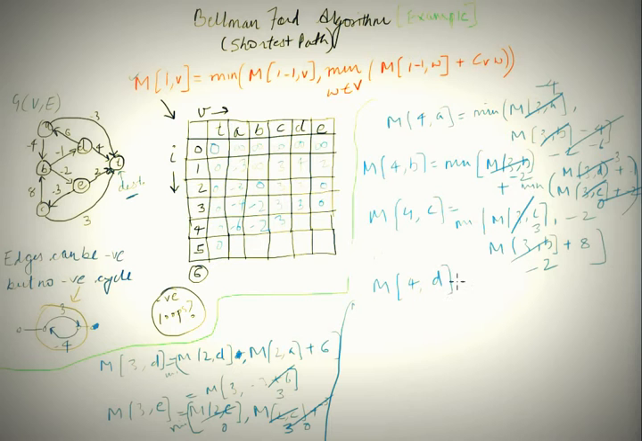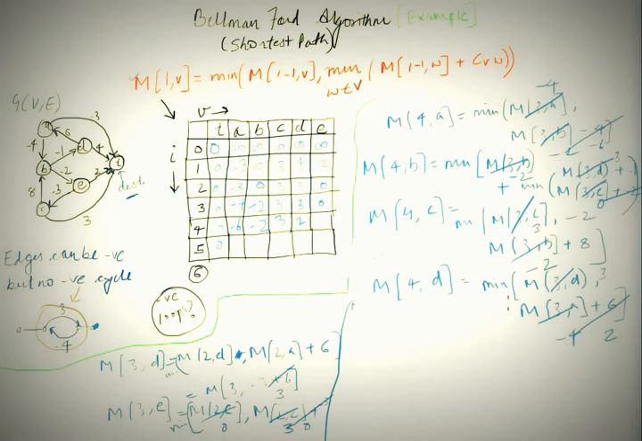Now M4,D is equal to the minimum of M3,D, or D is connected to A. There's a direct connection to T and there is a connection to A. So M3A plus the cost AD, 6. M3D is 3, M3A is minus 4, minus 4 plus 6 is 2. So the minimum of 3 and 2 is 2.